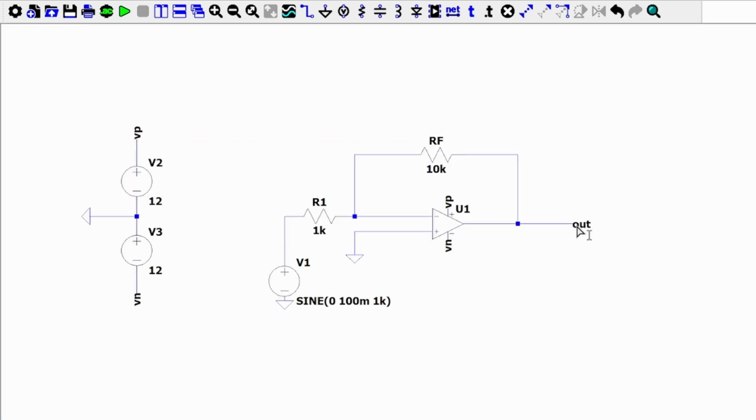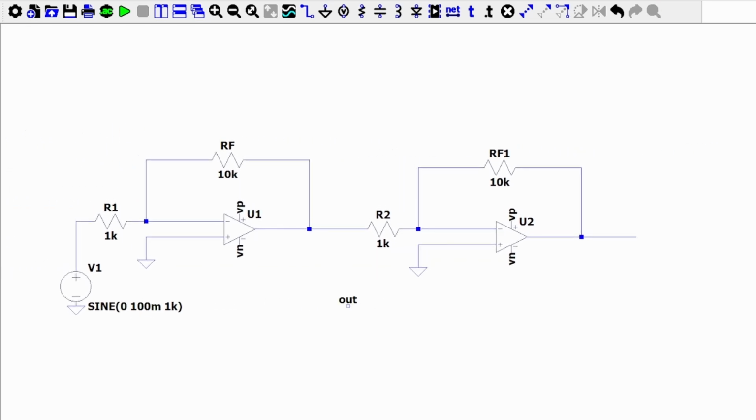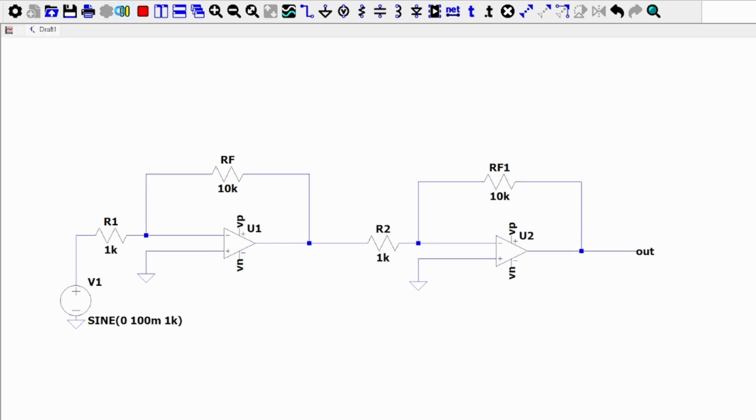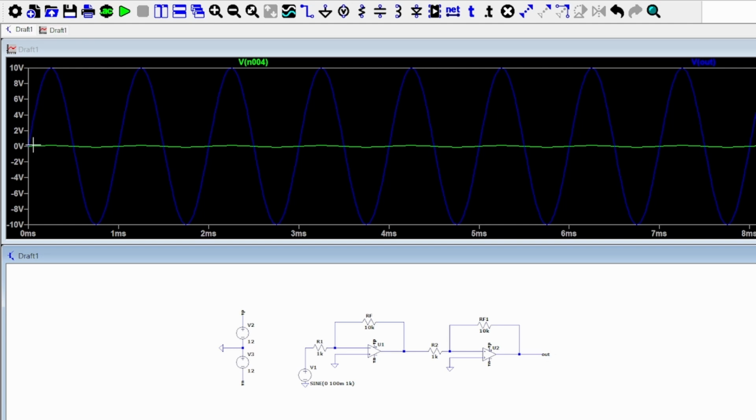Because of the simplicity of the gain equation, inverting amplifiers are often used in a multi-stage configuration. In this example, I have just added another identical stage to my circuit in order to get a gain of 100. Each stage has a gain of negative 10. Thus, the final gain seen at the output is just negative 10 times negative 10, which is equal to 100. This is why our final output is once again positive and not an inverted sinusoid.